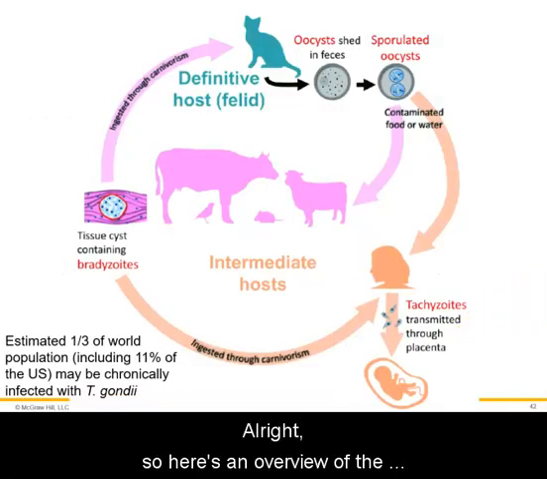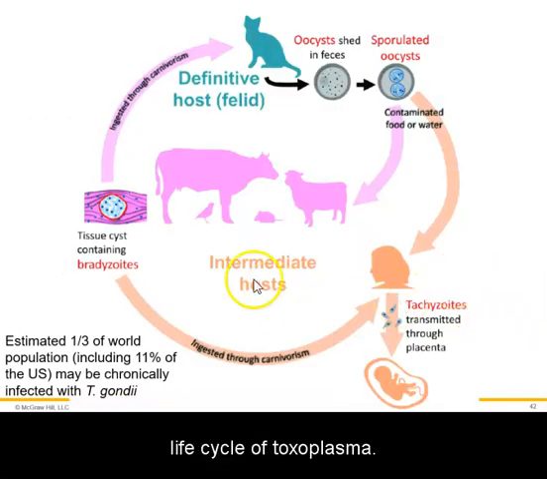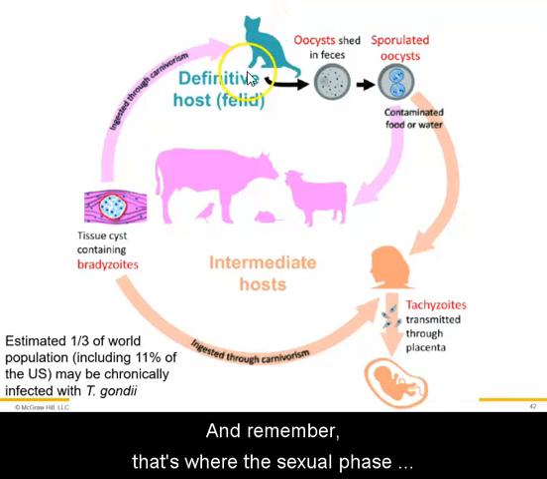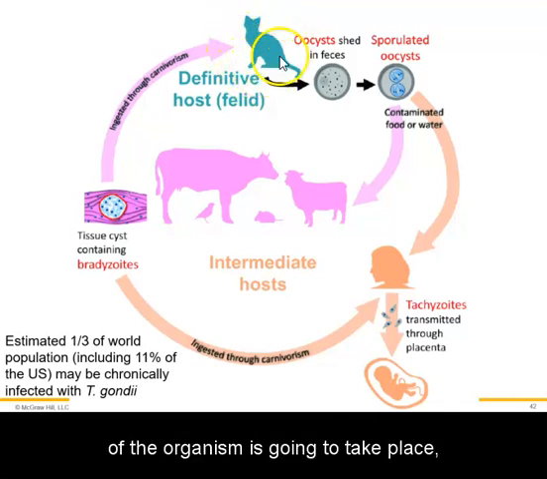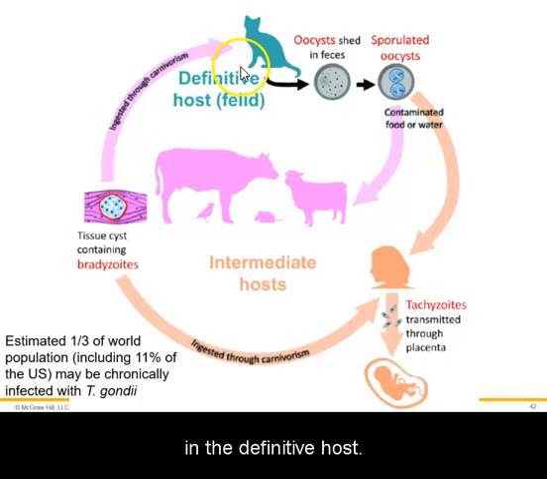All right, so here's an overview of the life cycle of toxoplasma. The cat is the definitive host, and remember, that's where the sexual phase of the organism is going to take place, in the definitive host.